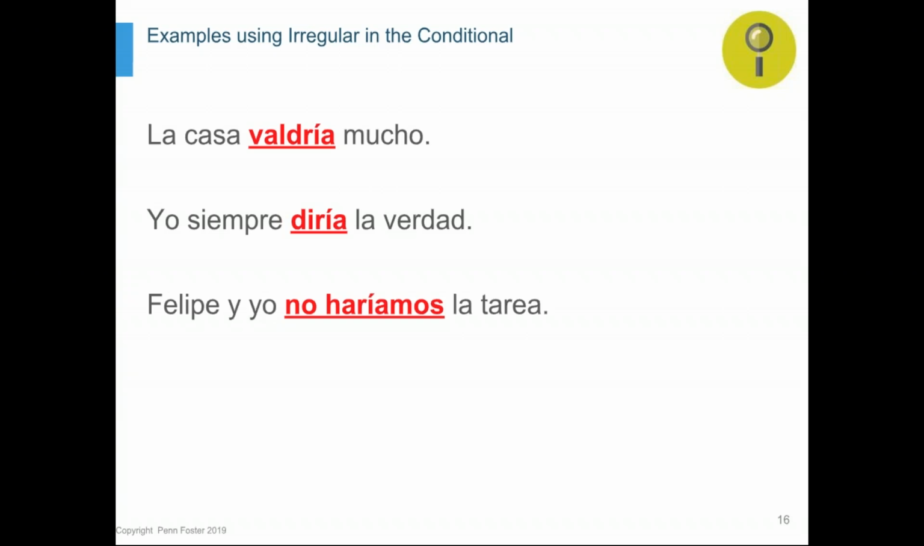And the last verb you see there in a negative context is hacer, to do or to make. Normally hacer's stem is hac, in this case har, irregular. And that sentence translates as Felipe and I wouldn't do the homework.